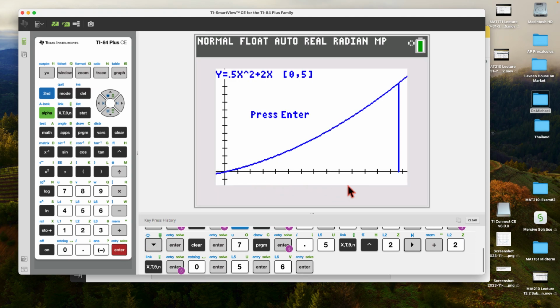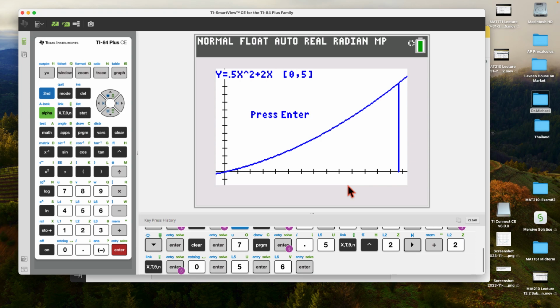So it's drawn. This is our function, 0.5x squared plus 2x. We asked it to go from 0 to 5. That's our interval. And so what would it look like? How could we get the area under this curve? One thing we could do is we could divide it into rectangles.